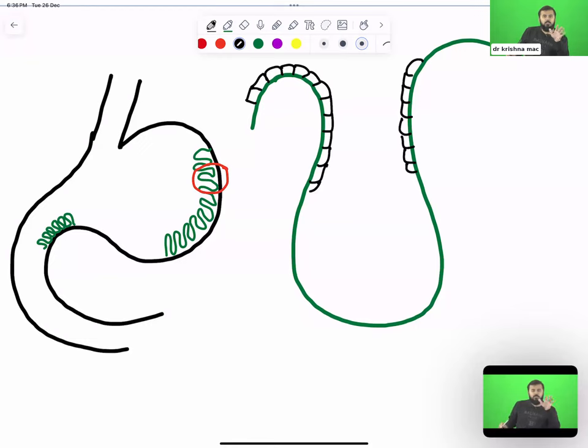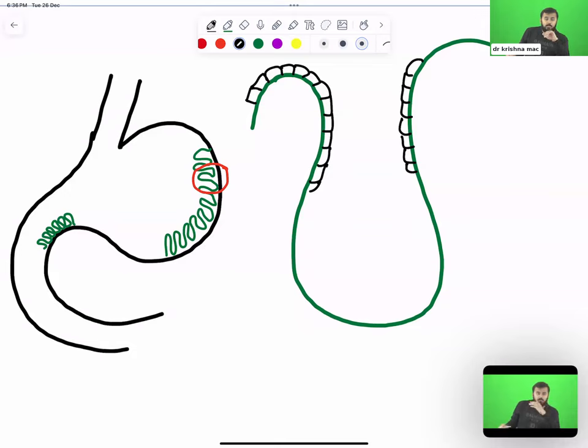Yaad hai na? Within your intestines and stomach, you have got layers. Innermost layer is called? What is the innermost layer? Batao. Four layers of the intestine we have got. Very good. Mucosa. Right. And after that, you have got submucosa. Then we have got the muscular layer. And the last layer is called serosa.